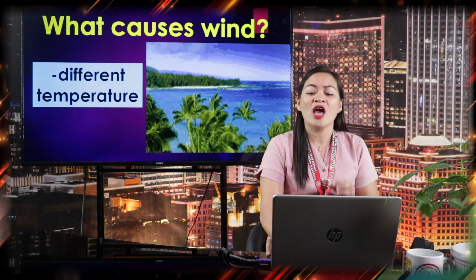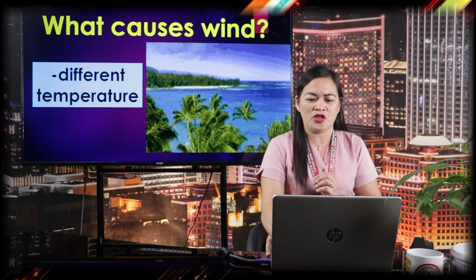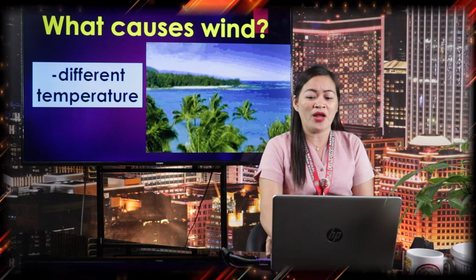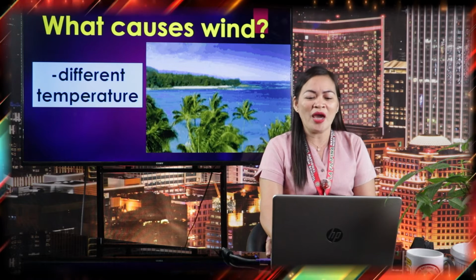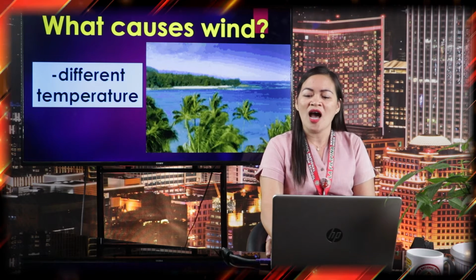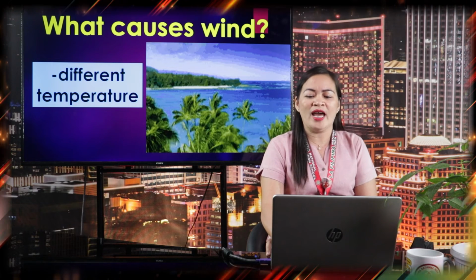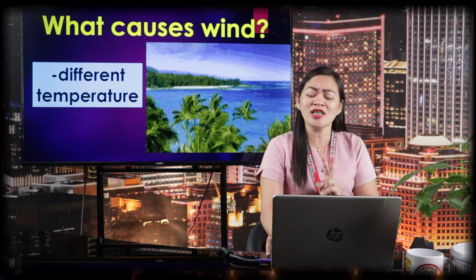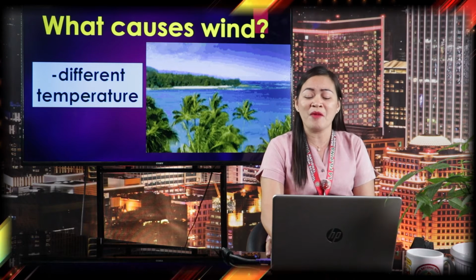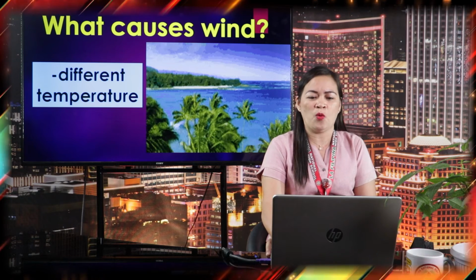Again, remember that there is movement of air because of the different temperature. Now, why doesn't Earth's surface have an equal temperature? Because it is made up of many different materials, and these materials have different heating capacity. Actually, Earth's surface is made up of many materials, but we will discuss only two, the land and water.